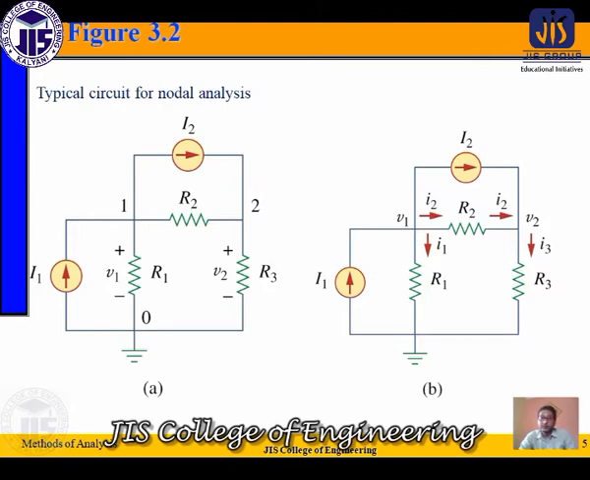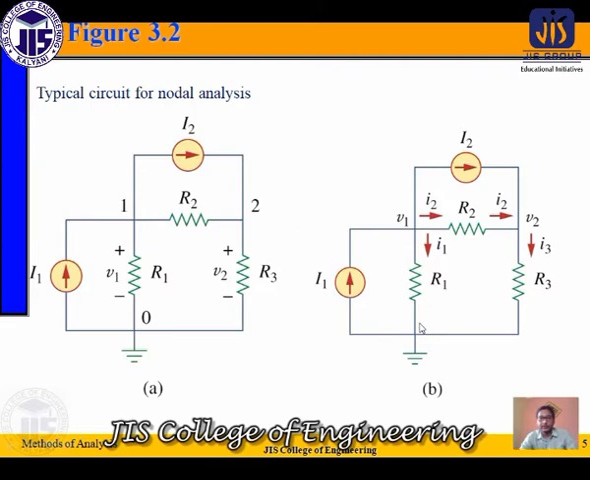So what is the procedure? Of the total nodes, we have to consider one node as a reference, and you can take any one as the reference node, that's your choice. For simplicity of calculation, I have taken this node as node number 0, and this is the ground node, as the ground symbol is given over there, and we have put the ground symbol in picture B.